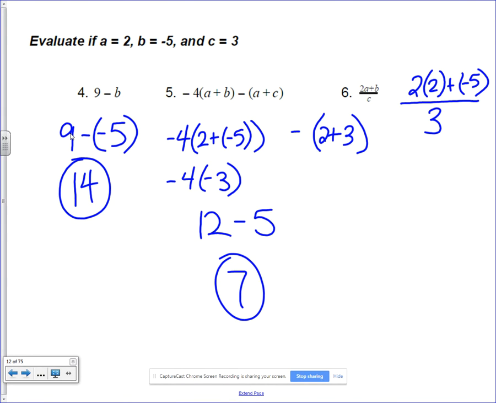Okay, so we're only doing the numerator. We're not going to do the dividing by 3 yet. Is that okay? Did you get negative 1? Okay, so the numerator is negative 1. And now you need to take that negative 1 and divide it by 3. You probably get this.